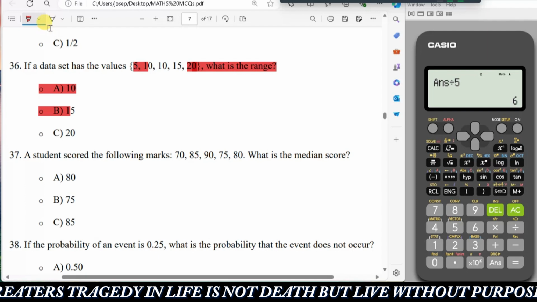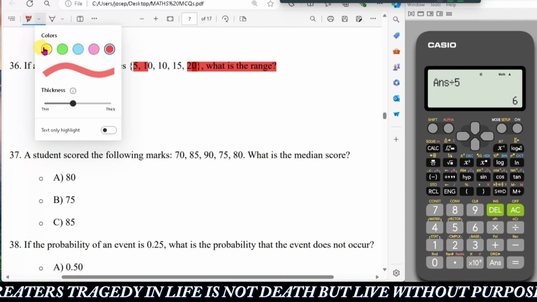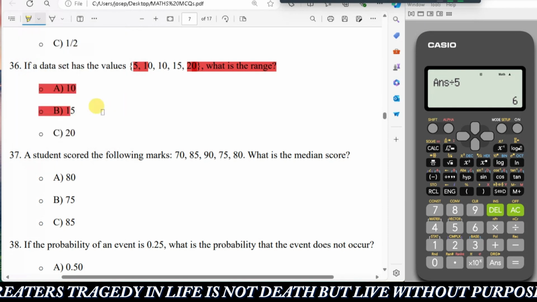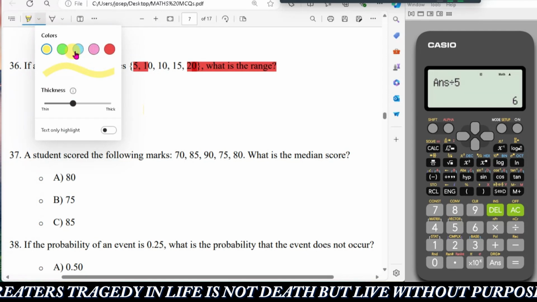Sorry, my highlighter has highlighted the whole thing. So when you now pick 20 minus 5, you get the correct answer to be what? 15. So the correct answer here is 15. Let me change my highlighter so you can see it clearly.